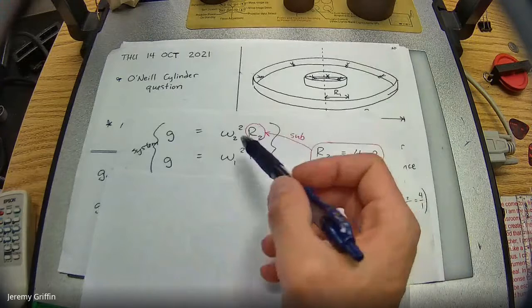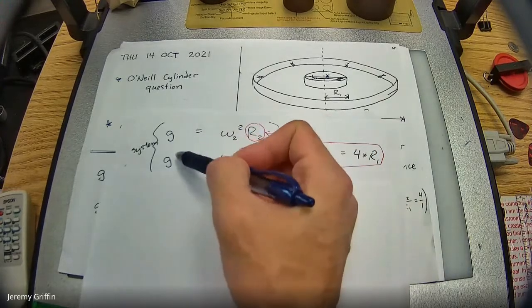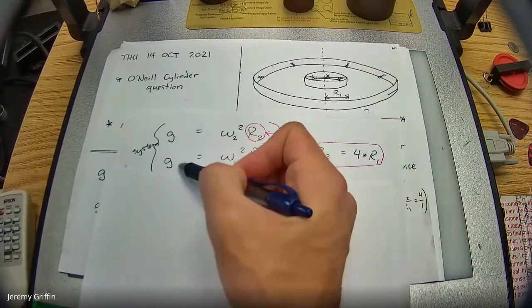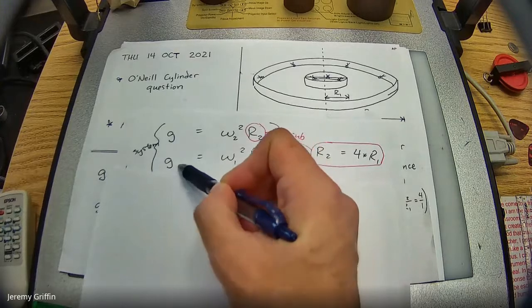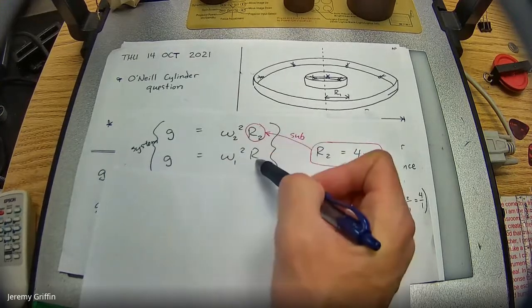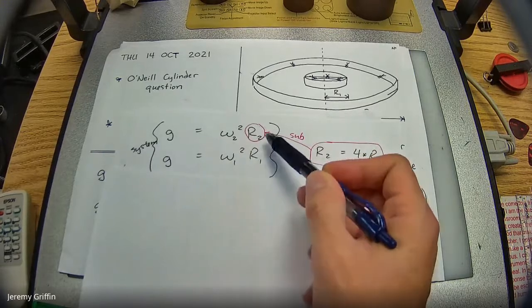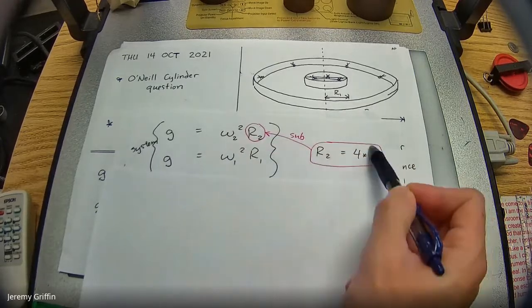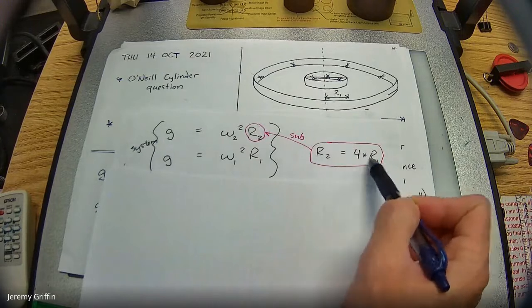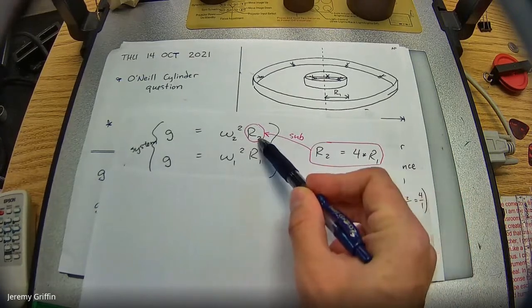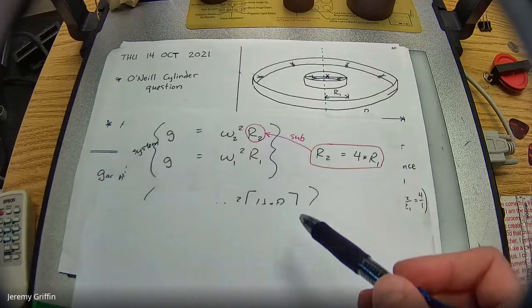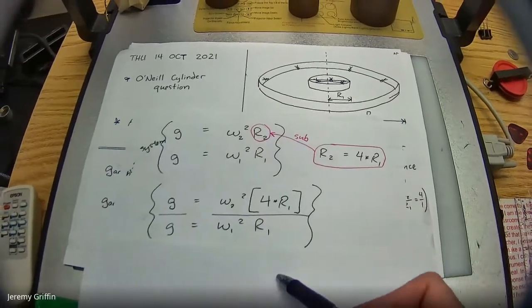Now, everybody experiences the same artificial gravity, so I'm not even going to throw a subscript on the G. I'm just going to say G, it's equal to this, it's also equal to this. They have different spin rates, they have different radial sizes. In fact, you know the ratio of the radial sizes. That's why I can take this, R2 is 4 times R1, and just sub it in there. And that's going to look like this, isn't it?